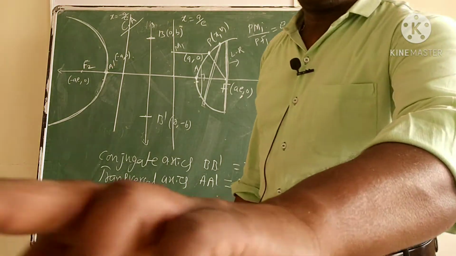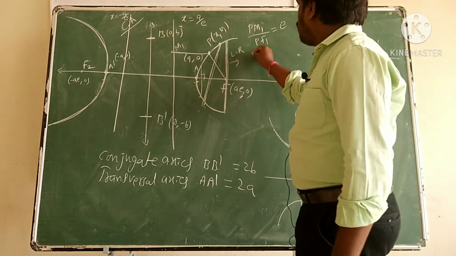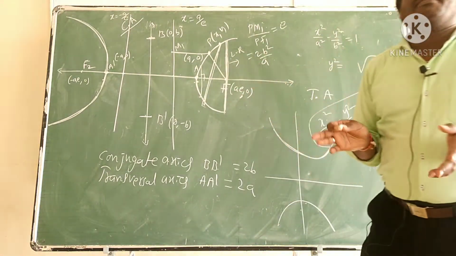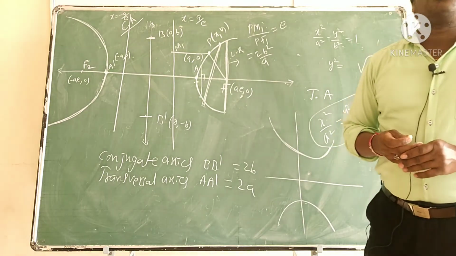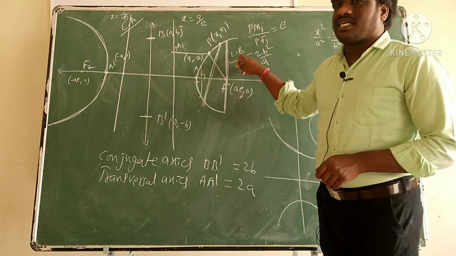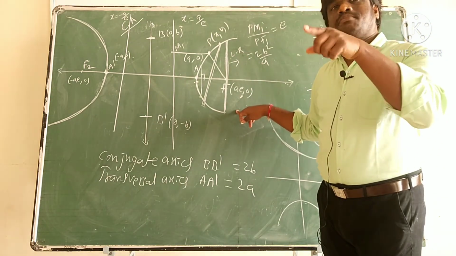You have learned the length of latus rectum in the ellipse, haven't you, sir? What is this? In the ellipse, it is 2b square by a. The proof will be the same in this. You have learned it for the ellipse also. What is the length of latus rectum in the ellipse and hyperbola?